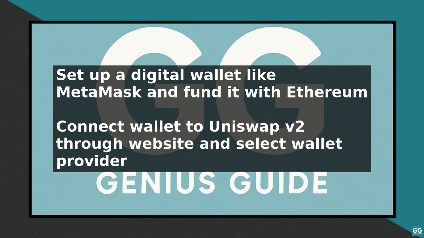Next, connect your wallet to Uniswap v2 by going to the Uniswap website and clicking on the Connect Wallet button in the top right corner. Select your wallet provider from the list of options and follow the prompts to complete the connection.